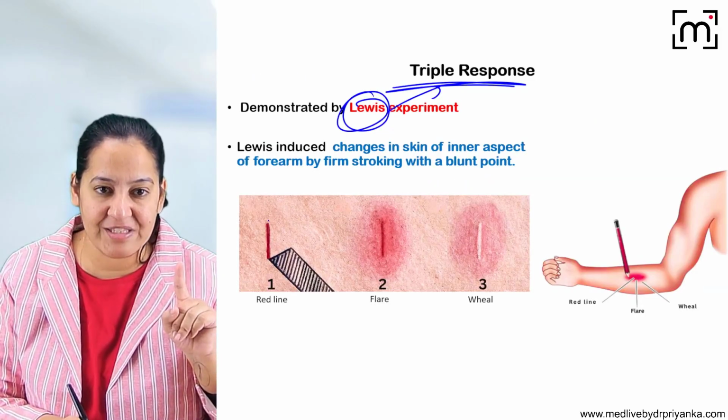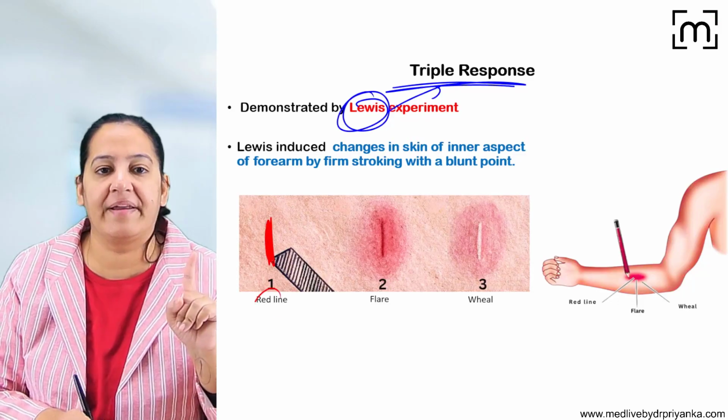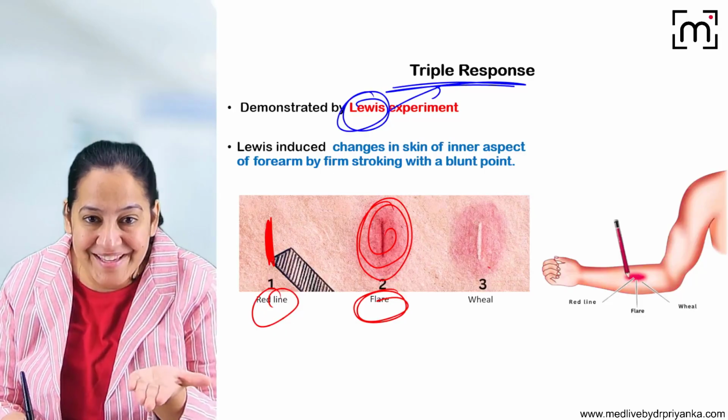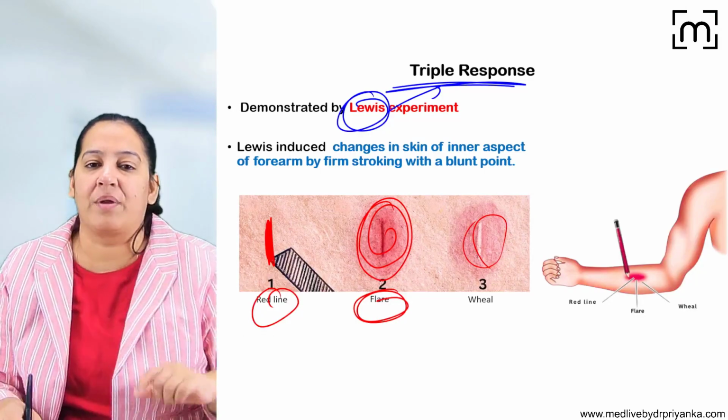First, you can see we are giving a stroke with a blunt object. You see, first the line becomes red. It is known as red line. Then the area around the line also becomes red. It is known as flare. And then the complete thing swells out. You cannot see it here, but you can feel it. It is known as wheal.